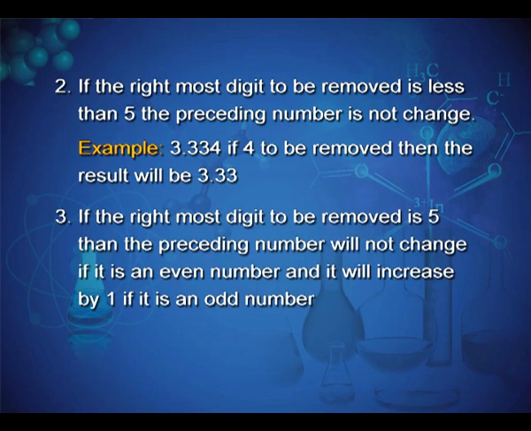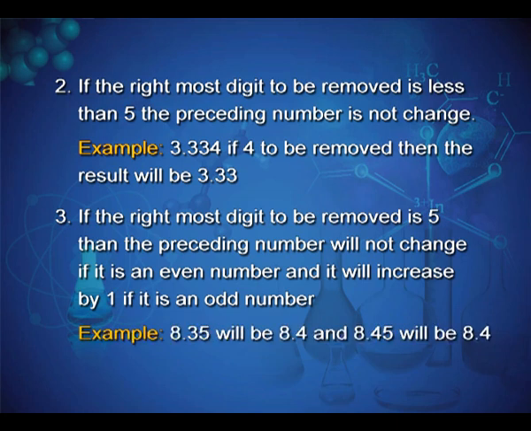Third, if the rightmost digit to be removed is 5, then the preceding number will not be changed if it is an even number, and it will increase by 1 if it is an odd number. We will take an example: 8.35 will be 8.4 and 8.45 will be 8.4.